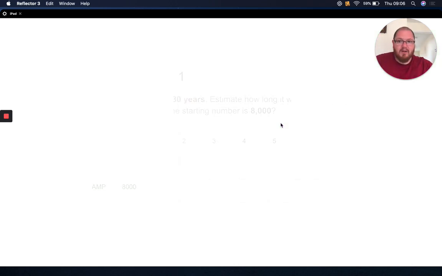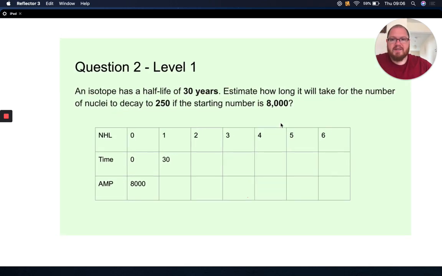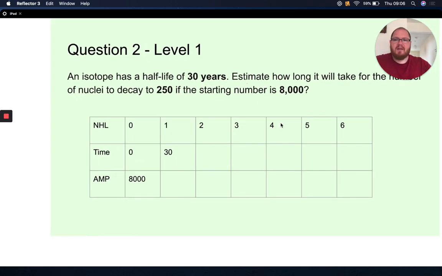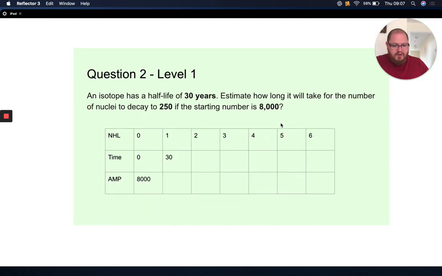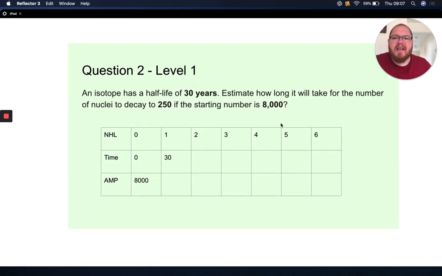Question 2, on the same level, level 1, an isotope has a half-life of 30 years. Estimate how long it will take for the number of nuclei to decay to 250 if the starting number is 8,000. Okay, so you've got 8,000 starting, needs to get to 250.